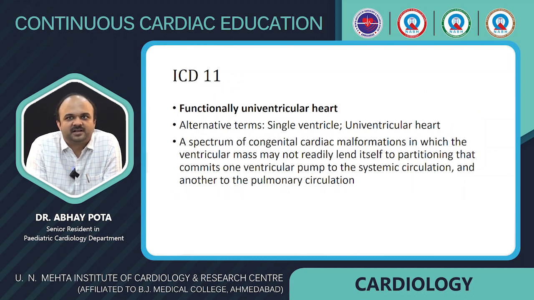According to the International Classification of Diseases, the term accepted is functionally univentricular heart. Alternative terms are single ventricle and univentricular heart. The definition according to ICD-11 is a spectrum of congenital cardiac malformations in which the ventricular mass may not readily lend itself to partitioning that commits one ventricular pump to the systemic circulation and another to the pulmonary circulation.